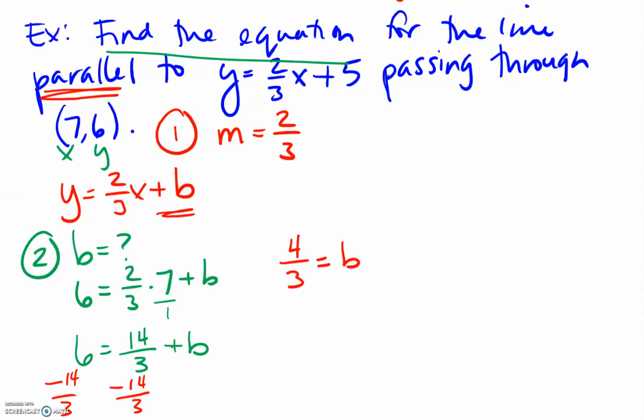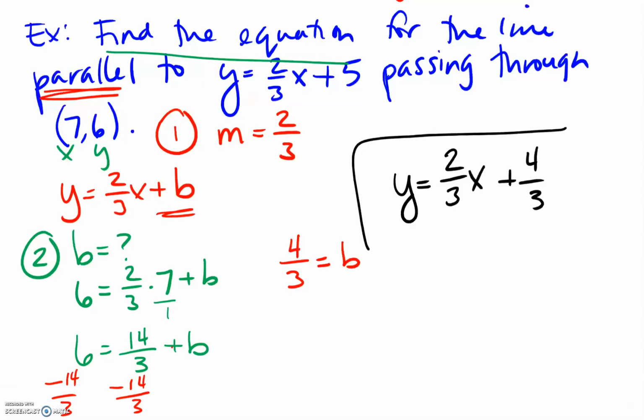I'm not lying, I don't think. Yes. All right. So after that, you're done, right? We'll just write this out. Y is equal to 2 thirds x plus our 4 thirds that we found. Box it up. If we wanted to check this, we would check by just plugging in our point.